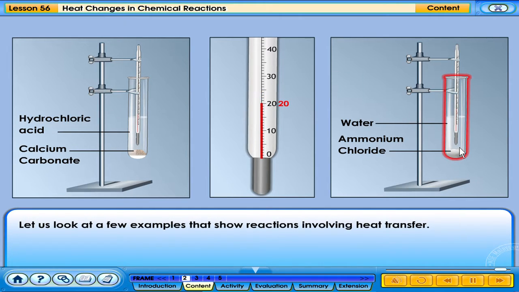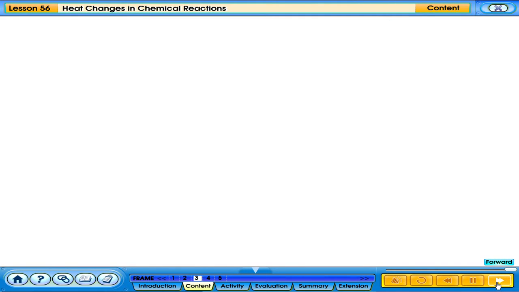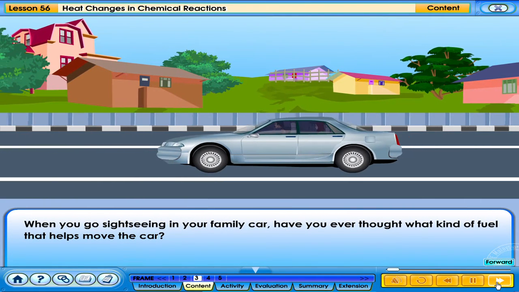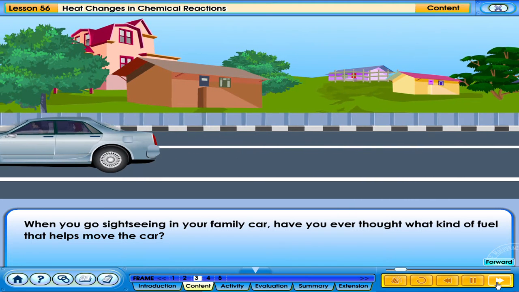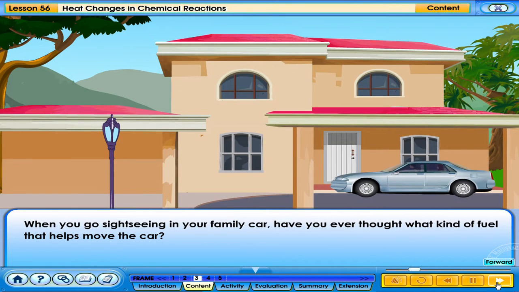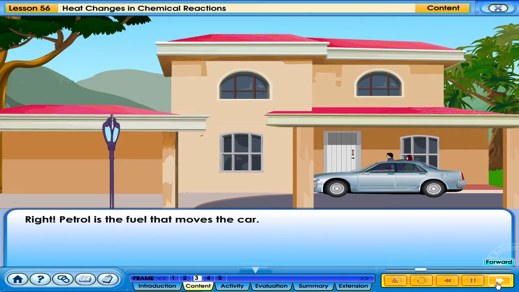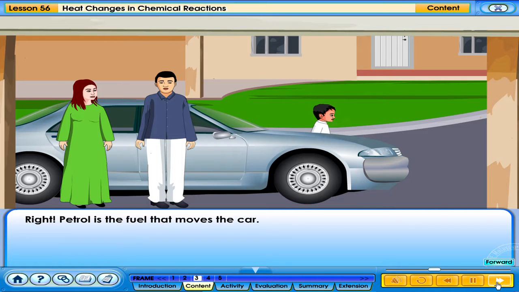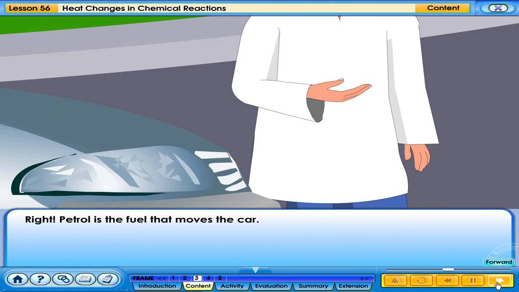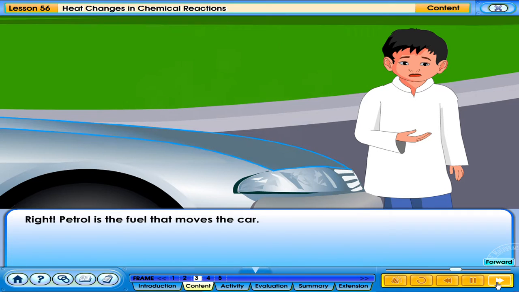Let us look at a few examples that show reactions involving heat transfer. When you go sightseeing in your family car, have you ever thought what kind of fuel helps move the car? Right. Petrol is the fuel that moves the car. Ouch! Why do we feel hot when we touch the car bonnet? Discuss and click on the car bonnet.